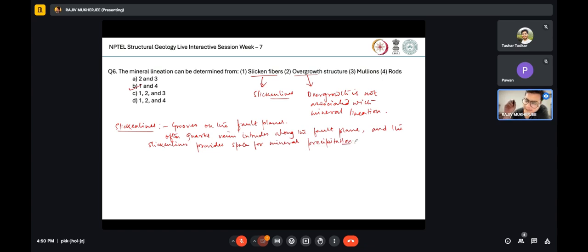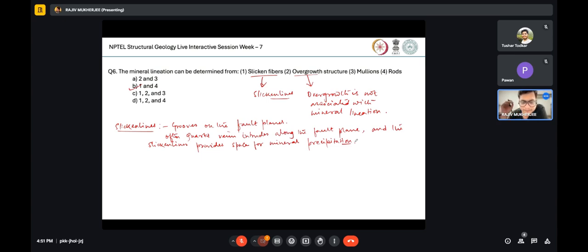This feature is very frequently observed in the field. Wherever you see slickenlines and slickensided fault surfaces, you will see stripes of quartz vein material. Quartz materials are precipitated parallel to the slickenlines. That tells us that after the activation of the fault, the slickenlines are produced as grooves, scratches on the fault planes.